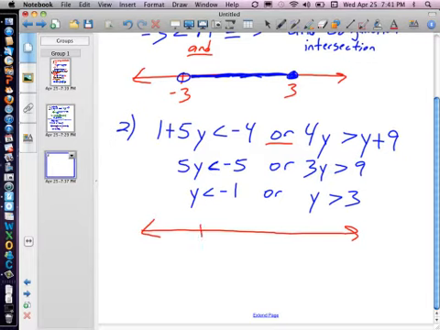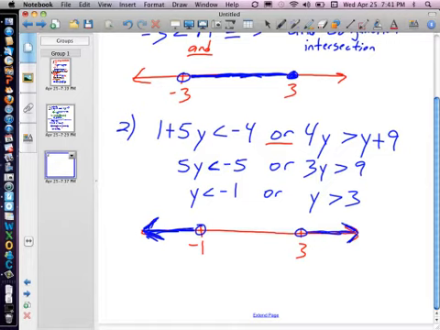So I have a boundary at -1. I have a boundary at 3. So y is less than -1 looks like this. And y is greater than 3 looks like this. Notice there is no intersection whatsoever, but that's okay because it is an OR statement. Either one of these can be true, and the statement will be true.